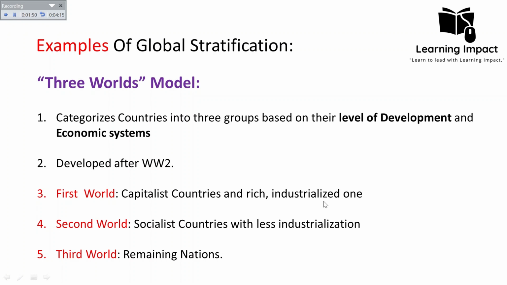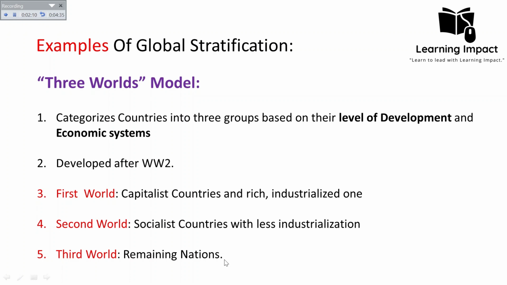Either they have been industrialized, or less industrialized, or haven't passed through industrialization. And the economic system, whether a capitalist economy, a socialist economy, or any other type of economy. So this was all about the three worlds model, which we can take as an example of global stratification.